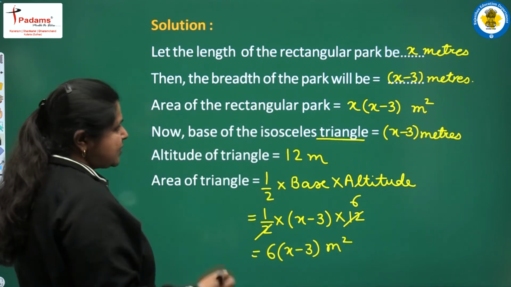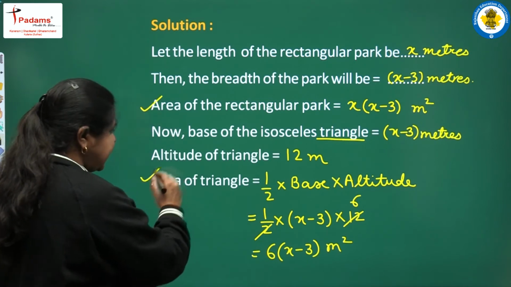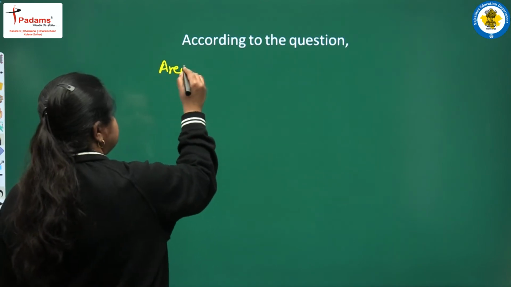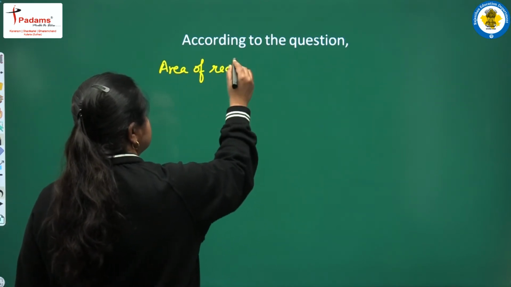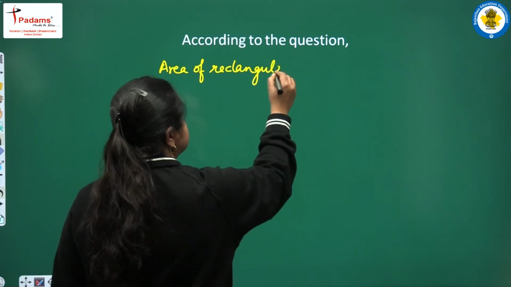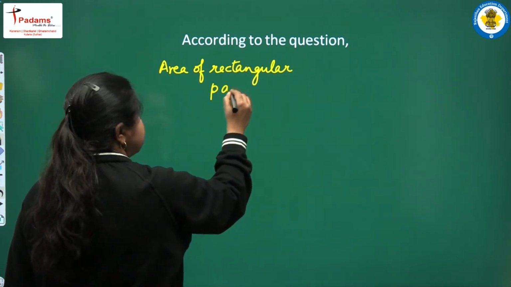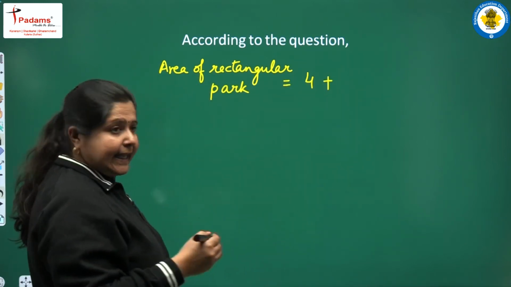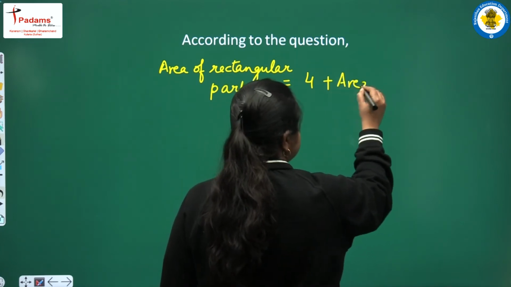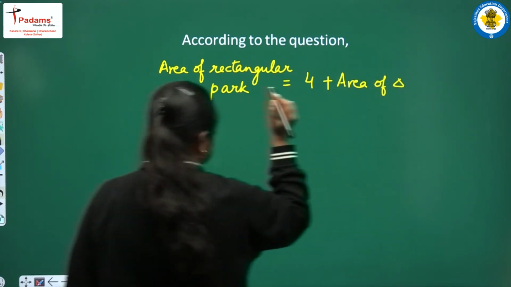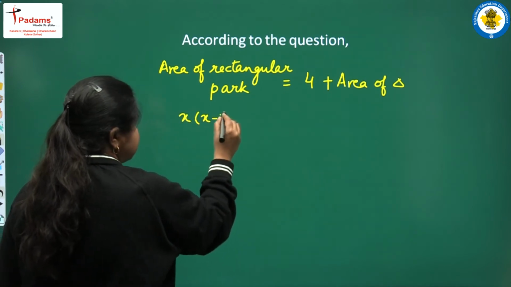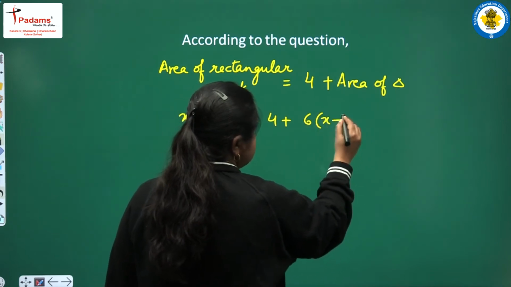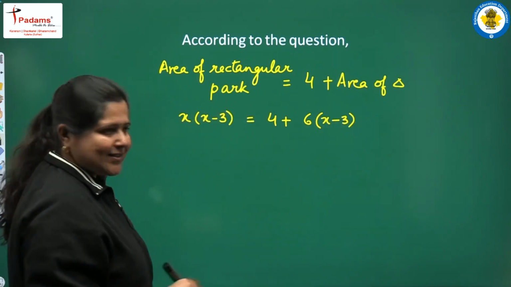Now there is some relation between this area of the rectangular park and area of the triangle. What is it? According to the question, area of rectangular park is 4 meters square more than the area of the triangular region. Area of triangle. Now this area is x into x minus 3 and this is equal to 4 plus this area, which is 6 into x minus 3 as we calculated just now.